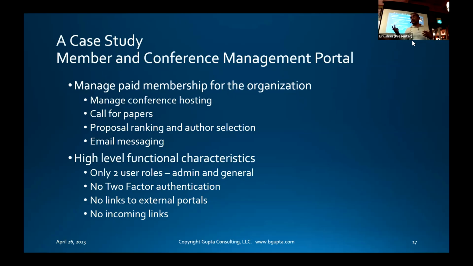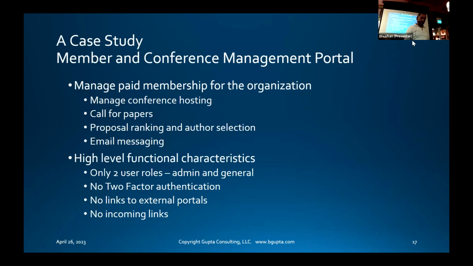There are only 2 users on the system, functionally. You can be an admin or you can be a regular user. And it does not have 2-factor authentication. So you log in, there's no guarantee that you're a hacker or not. It does not have any external links to the portal. It doesn't connect to any other portal. From here, you cannot go anywhere else, which is safe, I guess. And there are no incoming links either. So these are the characteristics of the portal.